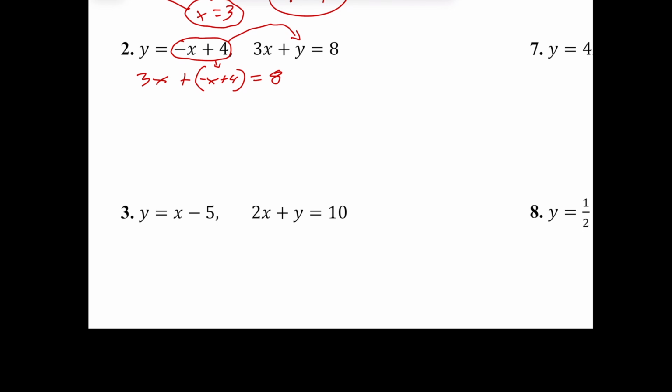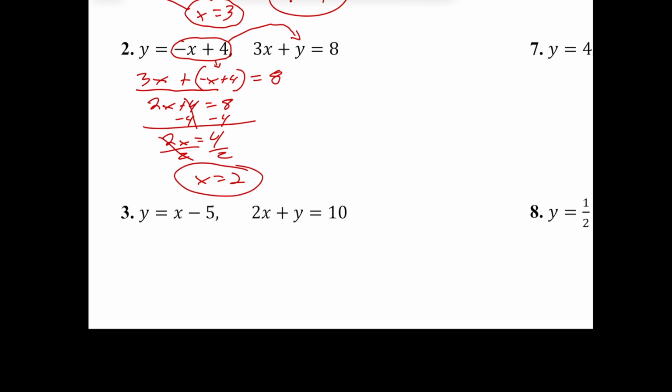Make sure that's a negative x, okay? So now with a plus in front of a parenthesis, it doesn't change anything, so we just treat it like it's not there. 2x plus 4 will equal 8. Subtract 4 from both sides. Letters on one side, numbers on the other, which is why I did that. Now I'm going to divide by the coefficient. X equals 2.